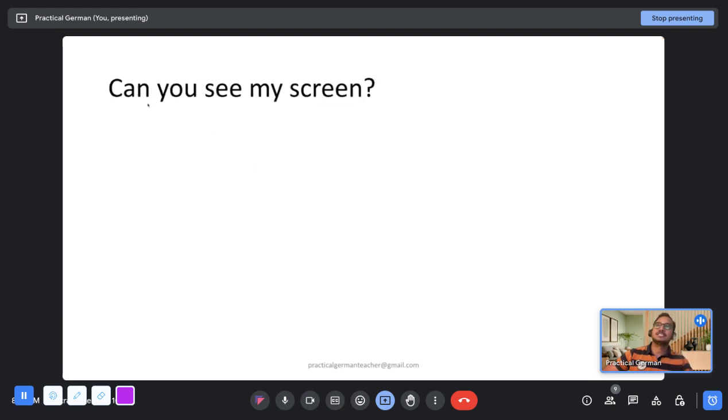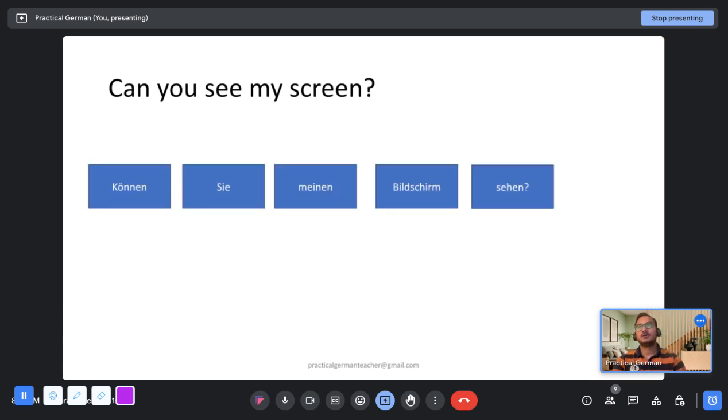Can you see my screen? How do I say this? How do I say, can you see my screen? Kannst du, können Sie meinen Bildschirm sehen? Anyone else with a different answer, like a better answer or some other way to say it? Okay, so kannst du meinen Bildschirm, or I'm being polite, so I'm saying können Sie meinen Bildschirm sehen?